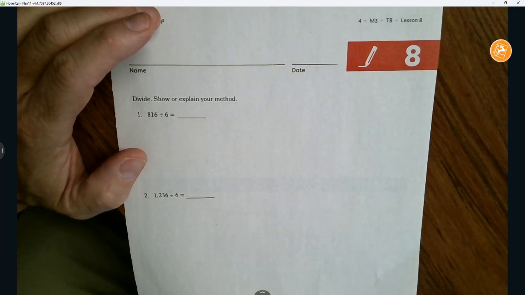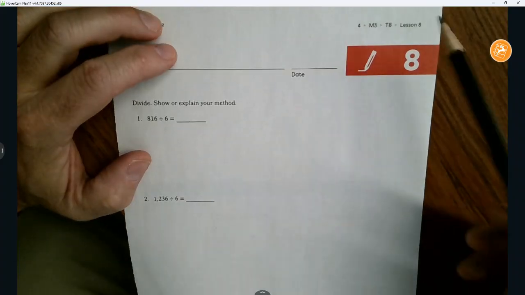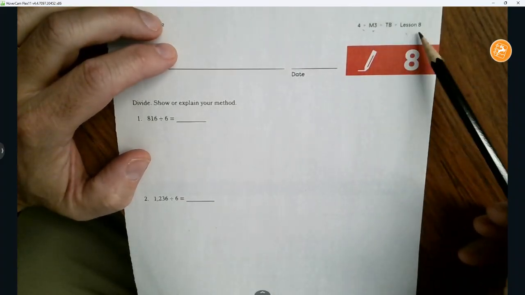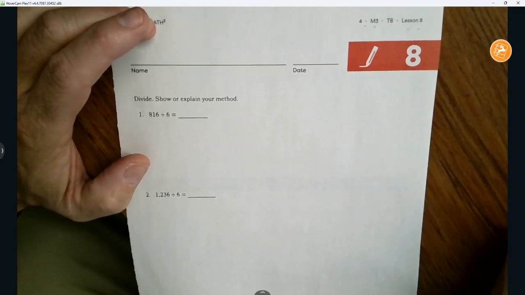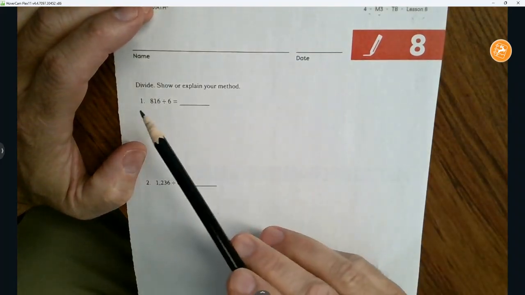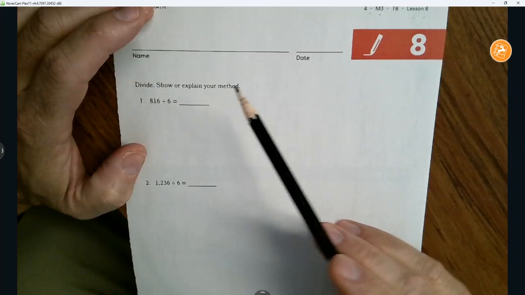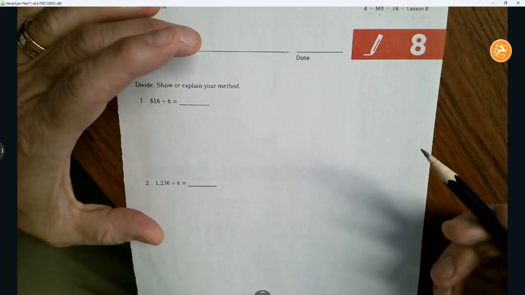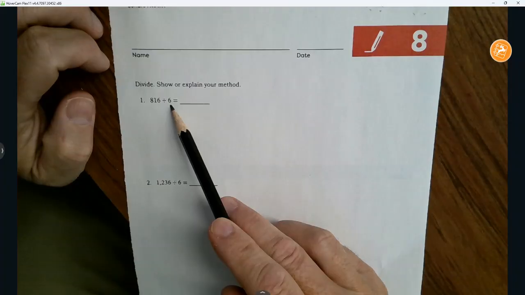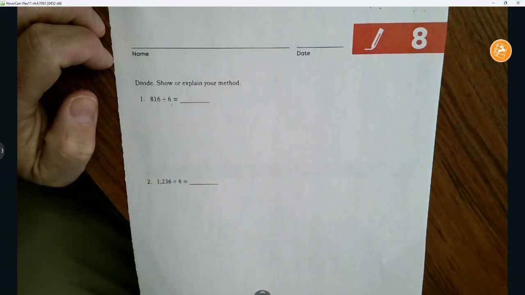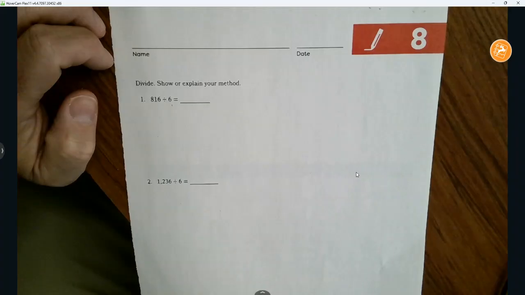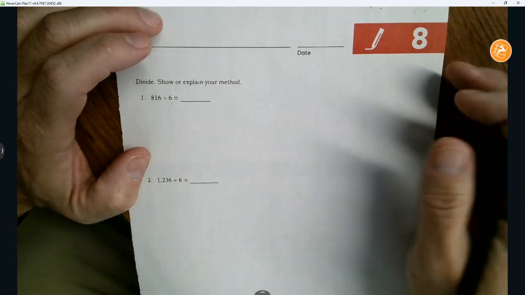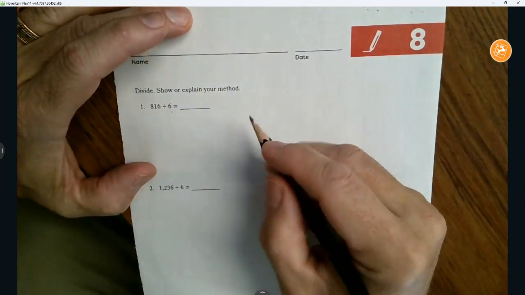This is Eureka Math Squared, 4th grade, Module 3, Lesson 8, Homework Help. So on the front, it says divide, show, or explain your method. It says your method. Doesn't say which one you have to use, does it? So we can do place value, but you're going to have to make 6 groups. Or, as I like to say it, the OPM method, the old person method. All right, let's set it up.